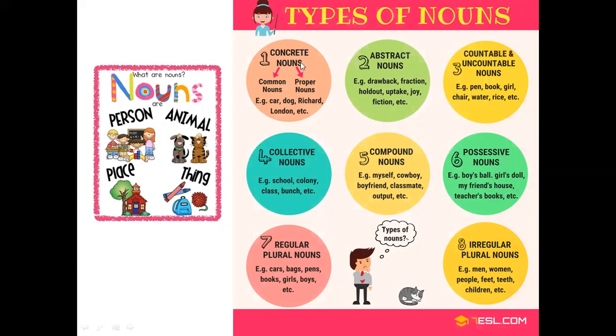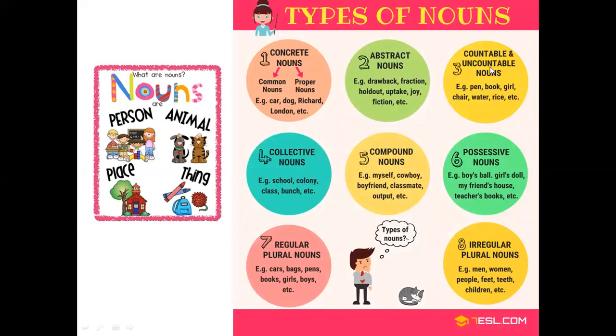Number 1, concrete nouns. We can divide it into 2 parts, common nouns and proper nouns. Examples for common nouns are boys, girls, teacher, students. Those are common names, so we call them common nouns. And the other one is proper nouns. Proper nouns means a specific name like Richard, Lahiru, London, Sri Lanka, likewise. Second one is abstract nouns. That means your feelings or your emotions.